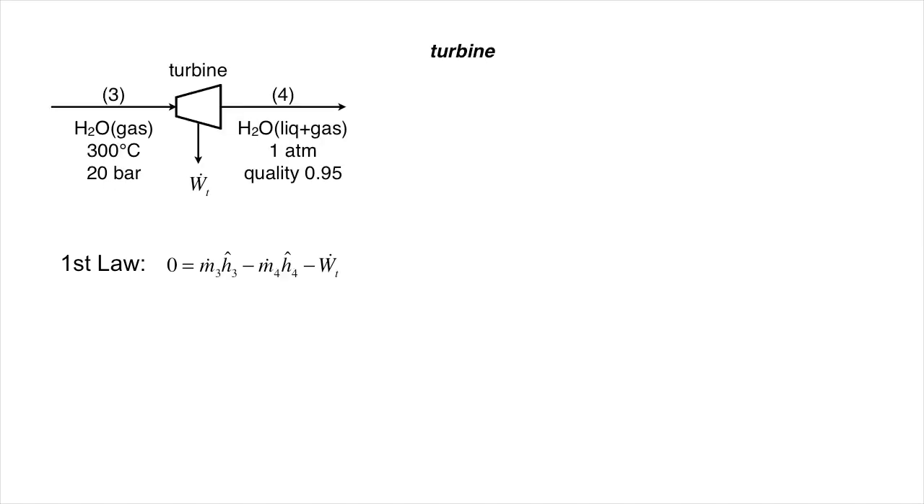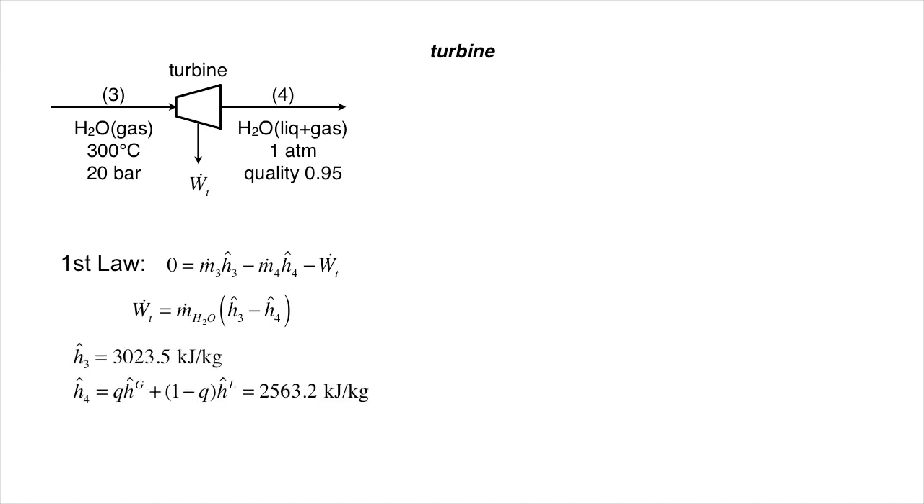Moving on to the turbine engine, if we again assume adiabatic operation, the power produced will be the mass flow rate times the difference in enthalpy between streams 3 and 4. Stream 3 we can just look up directly in the steam tables. The enthalpy of stream 4 will be a quality weighted average of the saturated gas and liquid enthalpies at 1 atmosphere and 100 degrees C. Taking the difference, we get 460 kilowatts of power. Deducting the 2 kilowatts required by the pump, this means a net output of 458 kilowatts.